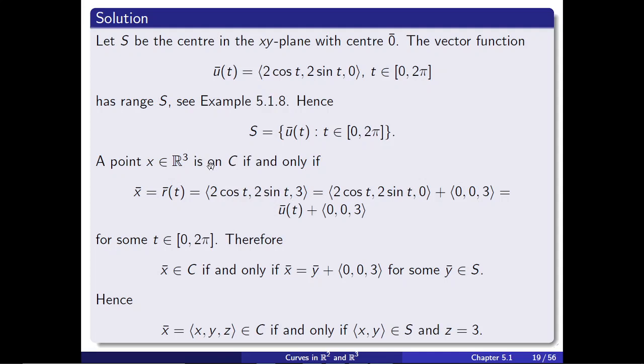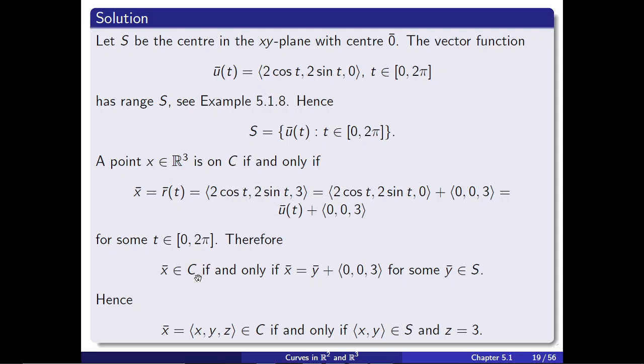a point that is on C, and C is our range of the object in R3, right? So a point X in R3 is on C if and only if X is equal to r of t, which is 2 cos t, 2 sine t, 3, and we can then decompose that into that and that, and that's just equal to u of t plus (0, 0, 3), for some t between 0 and 2 pi.